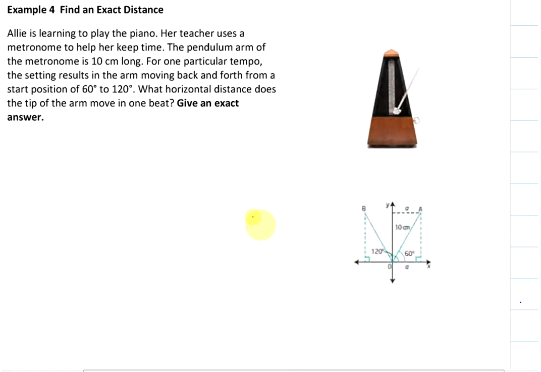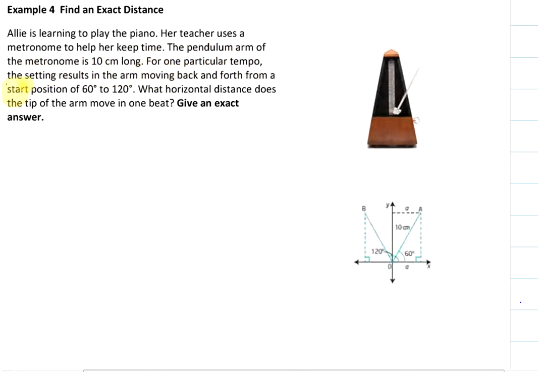Okay, so we're going to do an application problem that involves exact values. We're going to find an exact distance. Allie is learning to play the piano. Her teacher uses a metronome to help her keep time. The pendulum arm of the metronome is 10 centimeters long.